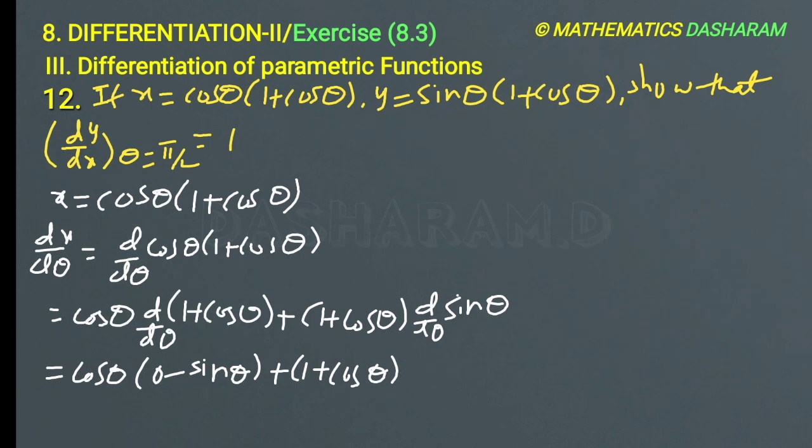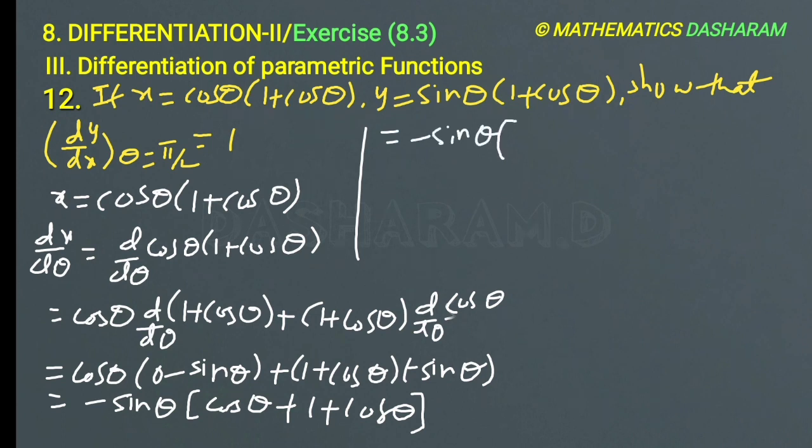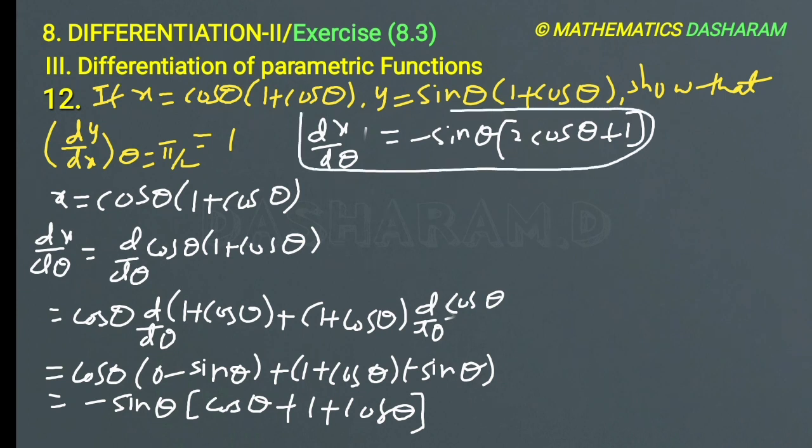So the derivative of cos theta is minus sin theta. Now here I am taking minus sin theta common. So then cos theta plus 1 plus cos theta. Then it equals minus sin theta bracket of cos theta plus cos theta, that is 2 cos theta plus 1. So this is the dx by d theta answer.